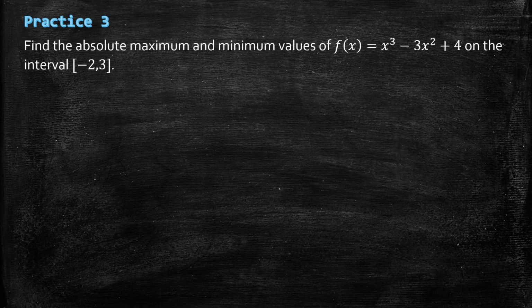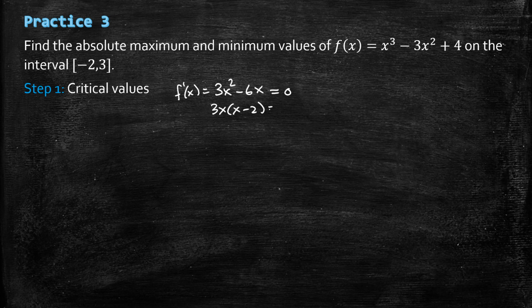So let's practice using the candidates test by finding the absolute max and min values of this function on the interval -2, 3. The first step is to find the critical values. Let's take the derivative, which is 3x squared minus 6x. That can never be undefined, so let's set that equal to 0 and solve. We factor: 3x(x - 2) = 0, and that gives us that x equals 0 and 2 are the critical values.